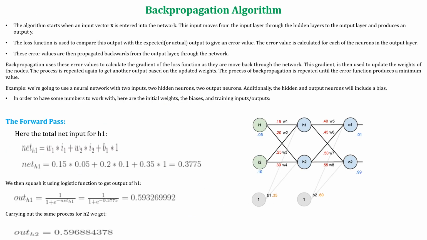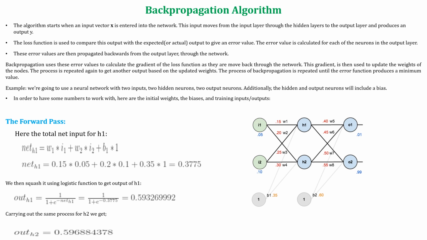We need to understand how this network works and how the backpropagation algorithm takes place to adjust the weights of the network. The algorithm starts when input vector x is entered into the network. This input moves from the input layer through hidden layers to the output layer and produces the output y. The loss function is used to compare this output with the expected output to give an error value called the loss. These error values are then backpropagated from the output layer through the network. This is called backpropagation.